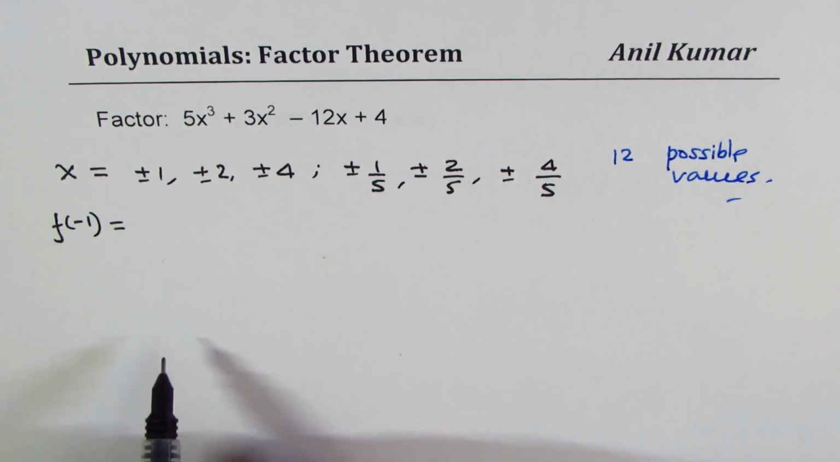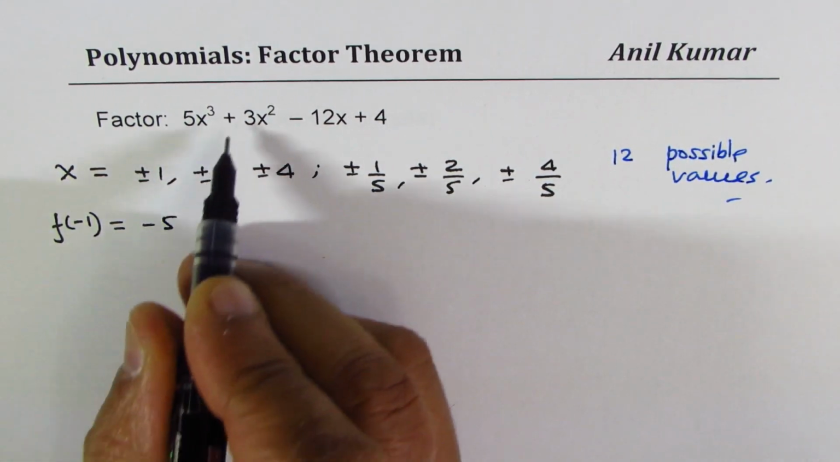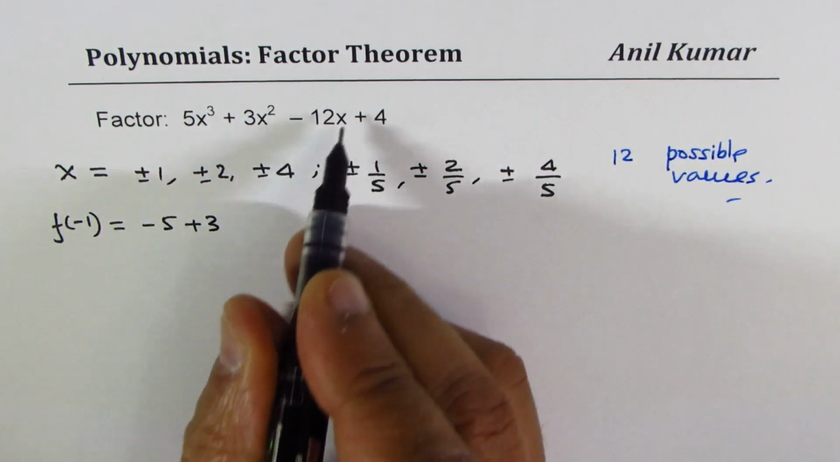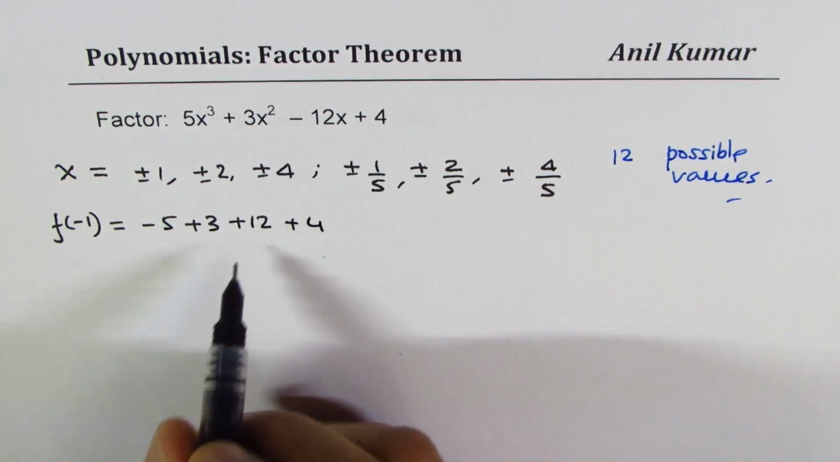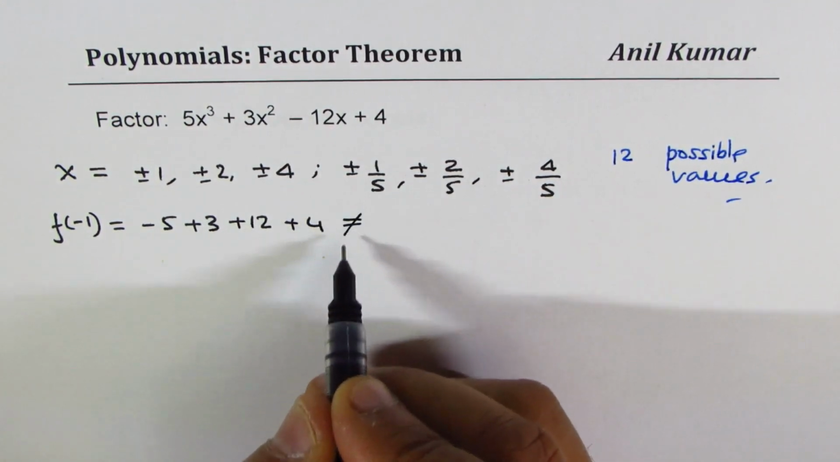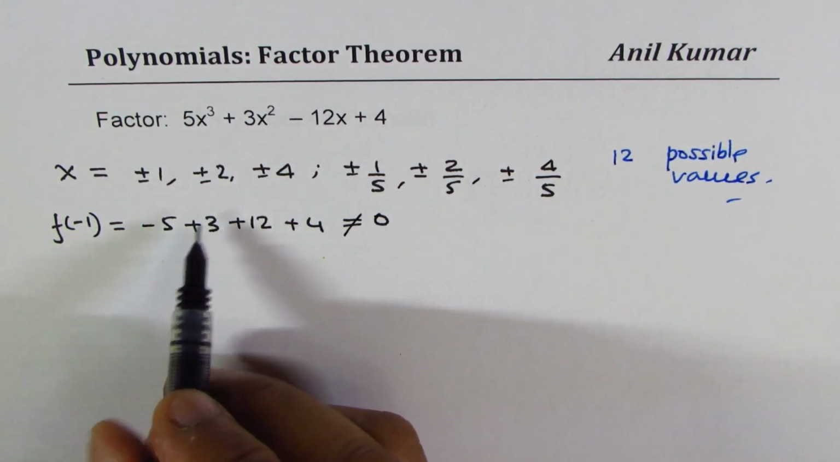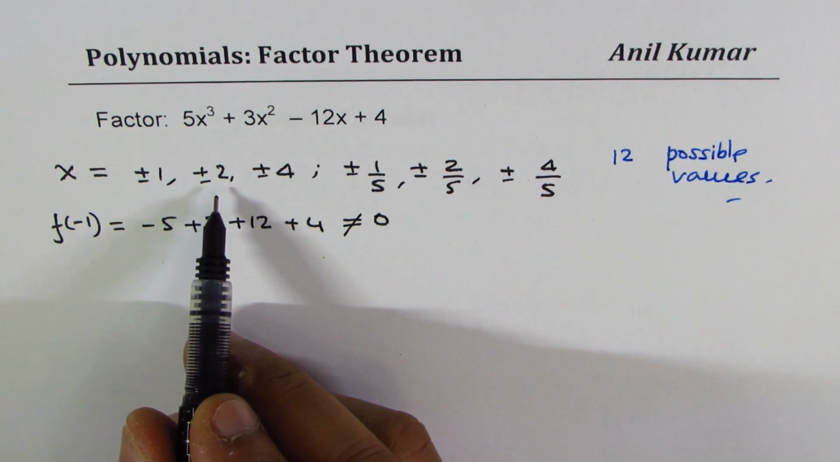You can actually use a calculator, do it very fast. If I write minus 1, you get minus 5. This gives you plus 3. That is minus minus becomes plus 12. And this is plus 4. Now clearly this is not equal to 0, right? So that doesn't work. Let's try 2, for example.